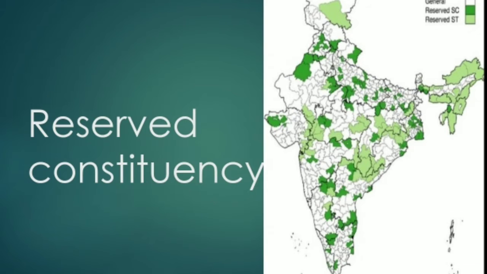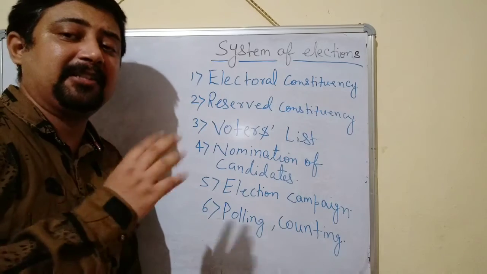In the constitution itself, a provision was made that certain seats would be reserved for SC and ST only, so that they would not face any challenge from other communities. Other communities may create problems. So in order to stop that, it was decided that particular seats or constituencies should be reserved for SC and ST candidates only. It also means that different political parties will have to raise candidates who belong to SC and ST only.